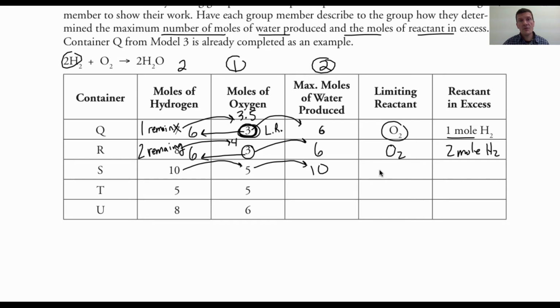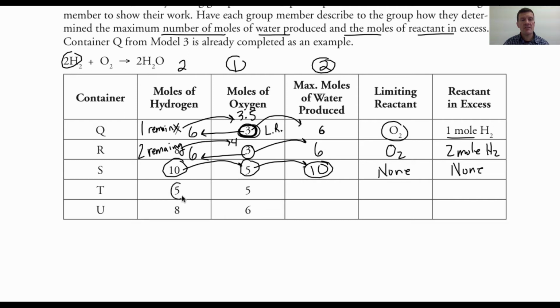I guess they both limited it, or you could say since neither of them really is gone first, you could say none, there's neither, and you don't have any. They have a perfect ratio. They're in a 2 to 1 ratio, 2, 1, 2.